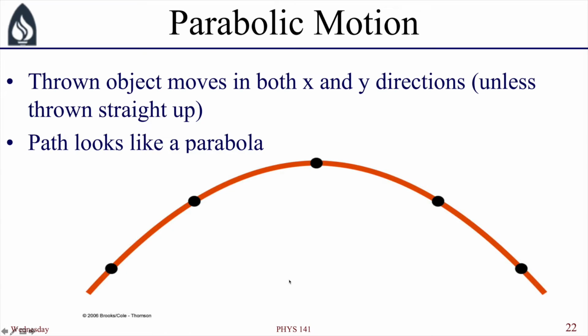So parabolic motion occurs whenever you have a thrown object that moves in both the x and y directions. So far, when we were looking at free fall, we were only considering a very special case where a thrown object moved straight up and then straight back down again. But more generally, a thrown object can move in both x and y, and the path looks like a parabola.